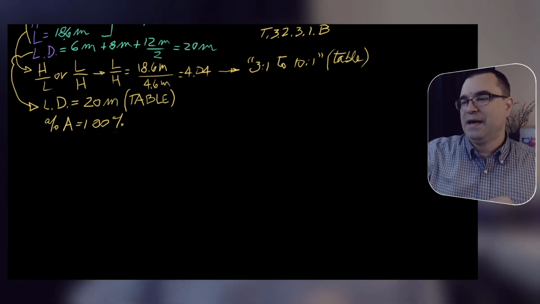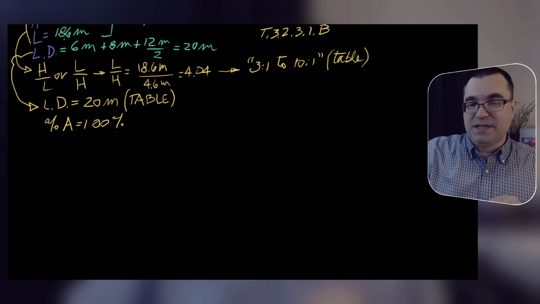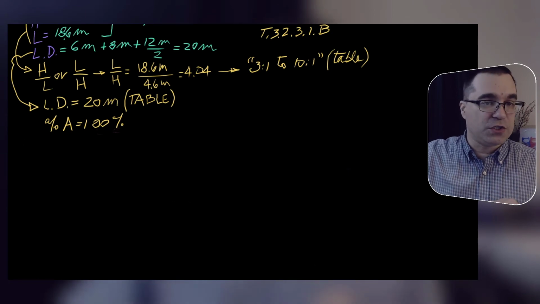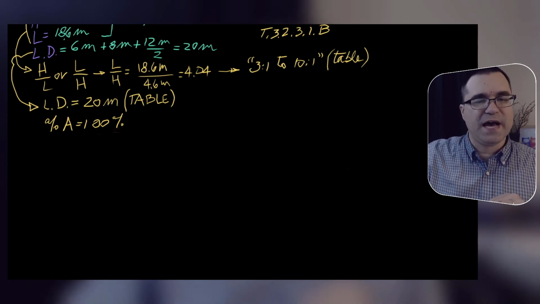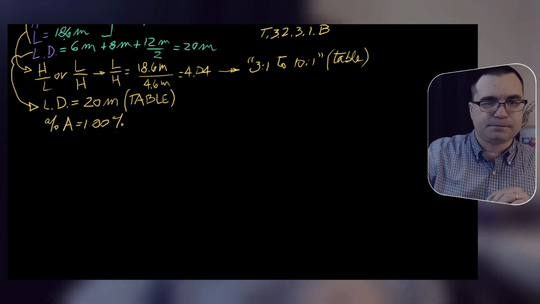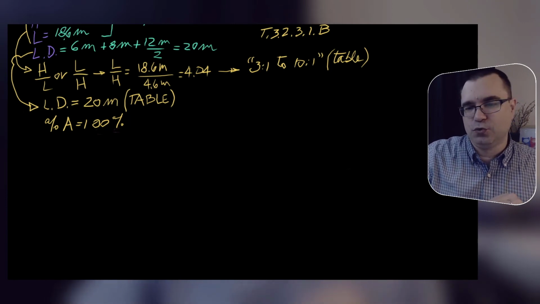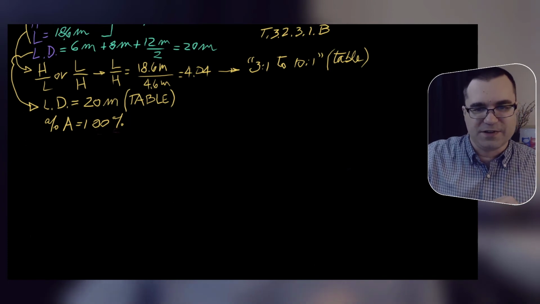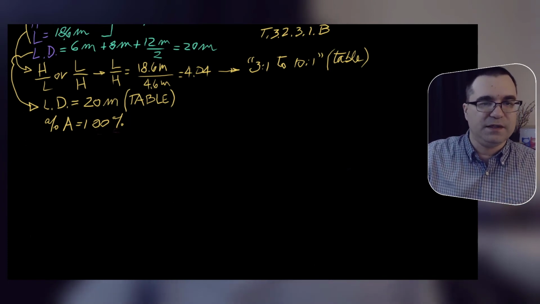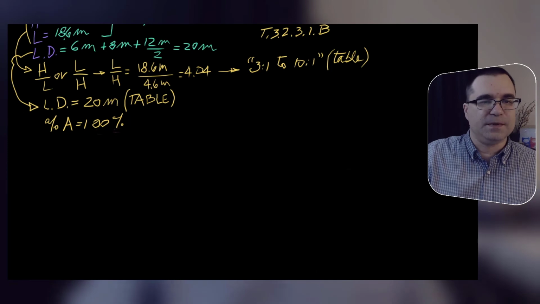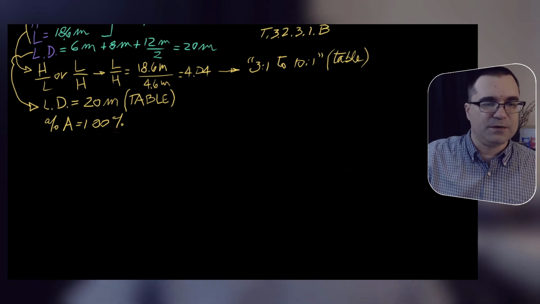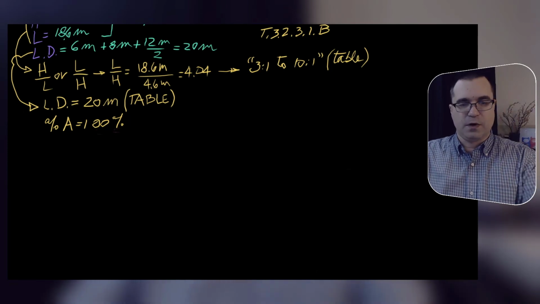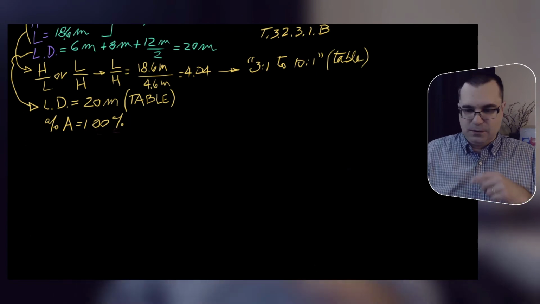Okay, so now that we have this, then what do we do? Are we finished? No, not quite. We have to go to table 3.2.3.7 to figure out what the construction requirements are going to be, right? The fire resistance rating and the construction requirements. So let's do that. Let's write this out.